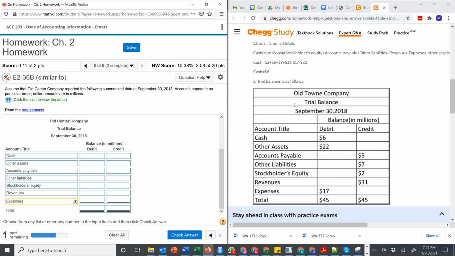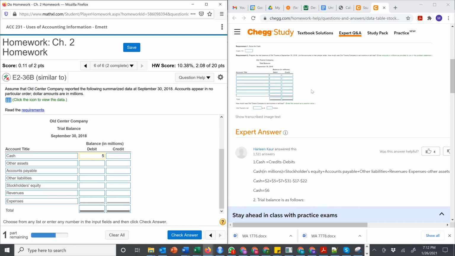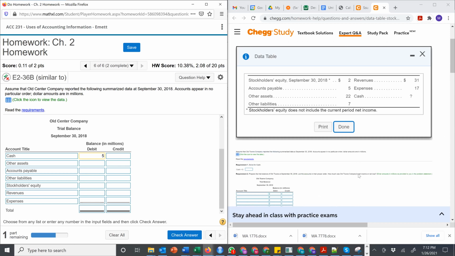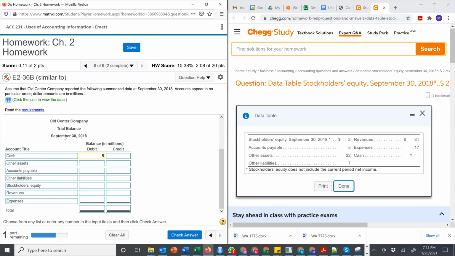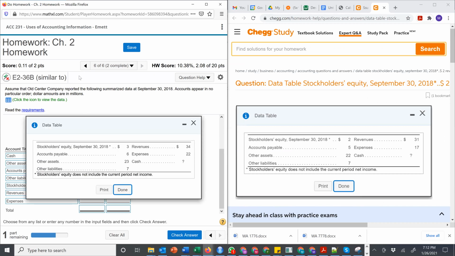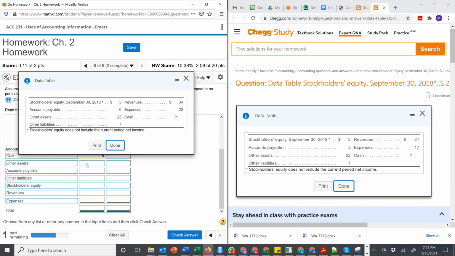So the cash, if the cash is 6, our cash was 5, so we're going to put that 5 there, and then I don't see anything else to match up with this. So we're gonna grab these other numbers. So 5, 7, 5, and 7. So this 22 other assets is from other assets. So I guess I can grab some of these numbers over here. Yeah. So other assets is 23.